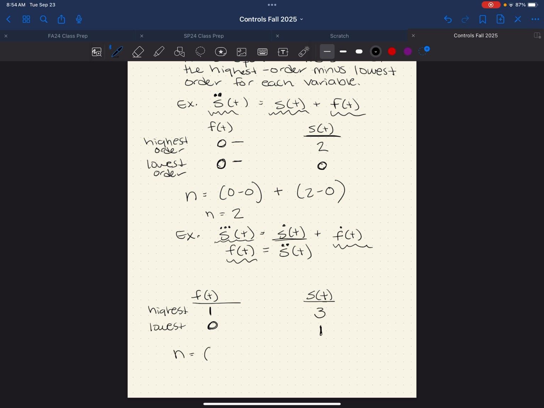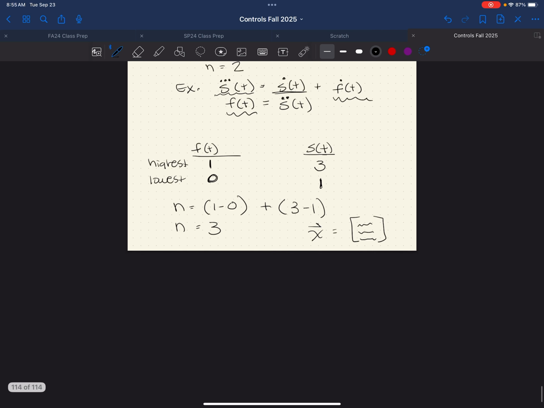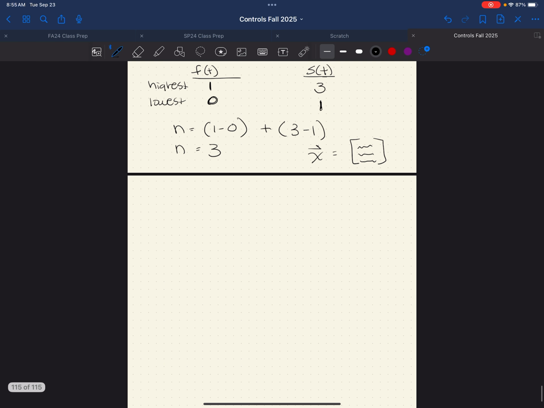So n here equals 1 minus 0 plus 3 minus 1. So this equals 1 plus 2 equals 3. Okay, so that's the number of items in my state vector. So our state vector would be something that looks like something here, something here, something here. 3 quantities. Okay, so now we know the number of states. Now we need to figure out what are the actual states.